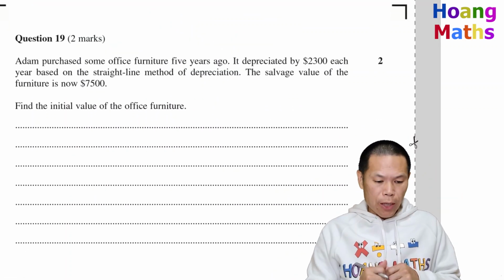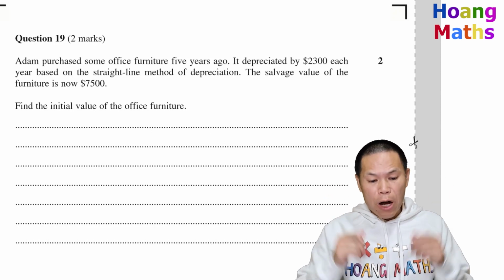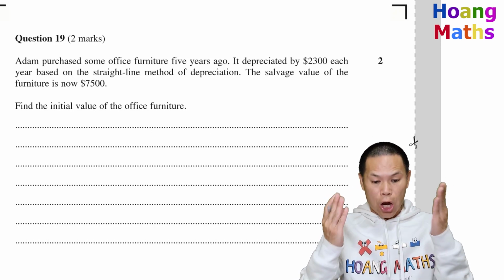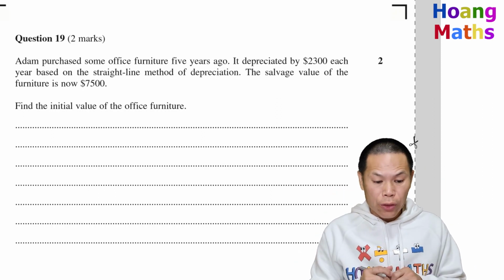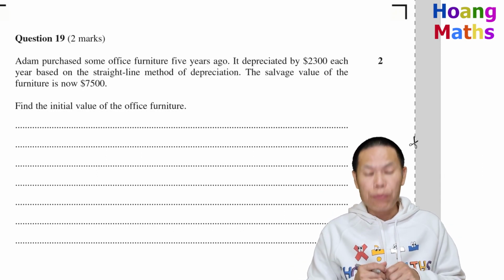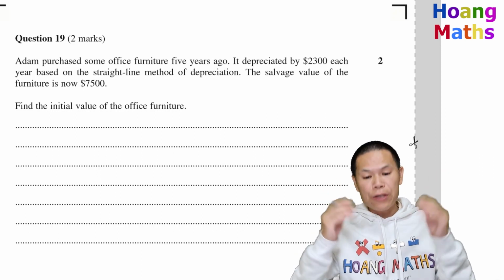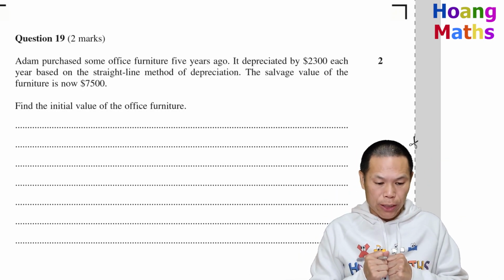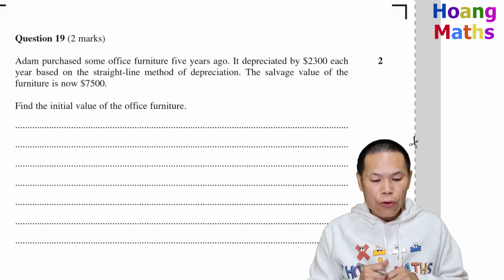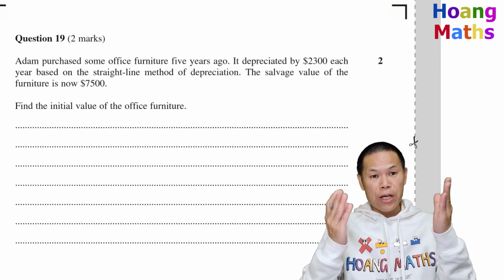Question 19. Adams purchased some office furniture 5 years ago. It depreciated by $2,300 each year based on the straight line method of depreciation. The salvage value of the furniture is now $7,500. Find the initial value of the office furniture.